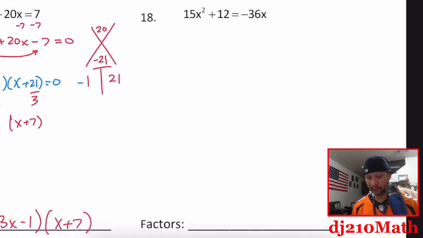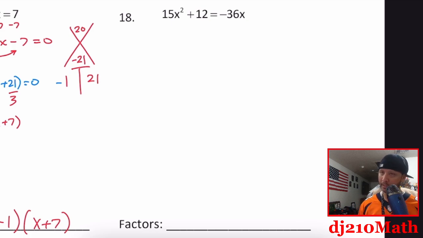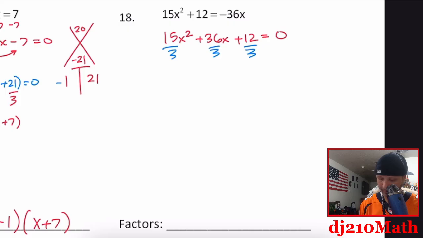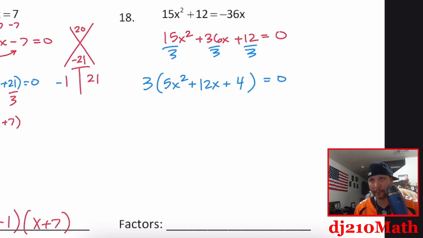When we rearrange this to equal 0, we want to position the x in the middle. So this is going to be 15x squared plus 36x, because we're moving it over, plus 12 is equal to 0. 15, 36, and 12 do have something in common. It's a 3. So we'll take a 3 out. We're going to get 5x squared plus 12x plus 4, 12 divided by 3. 5, 12, and 4 do not have a GCF.